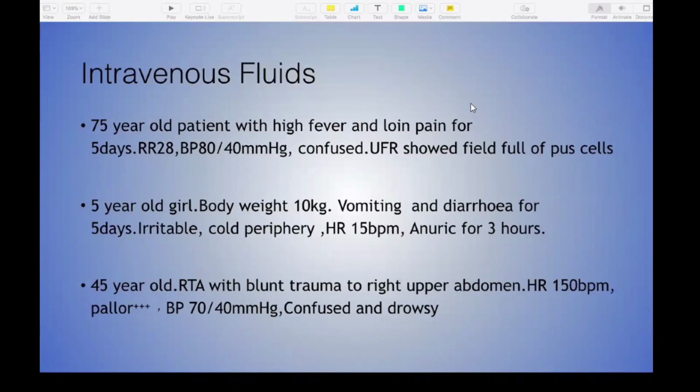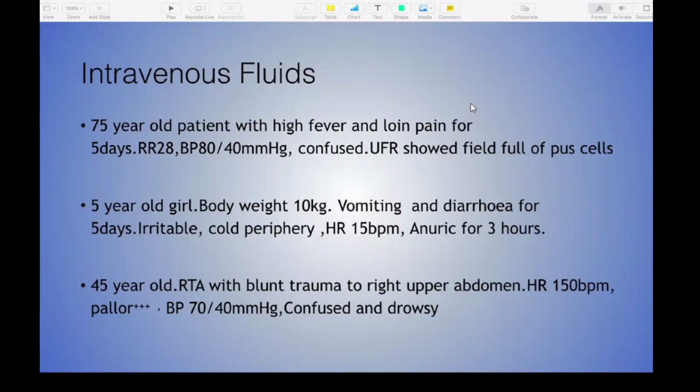Now think about these case scenarios. The first one is a 75-year-old patient with high fever, who complains of loin pain for 5 days and is tachypnoeic. His respiratory rate is around 28, the blood pressure is around 80, and he is confused. The urine full report showed full of pus cells. So this is the first case.